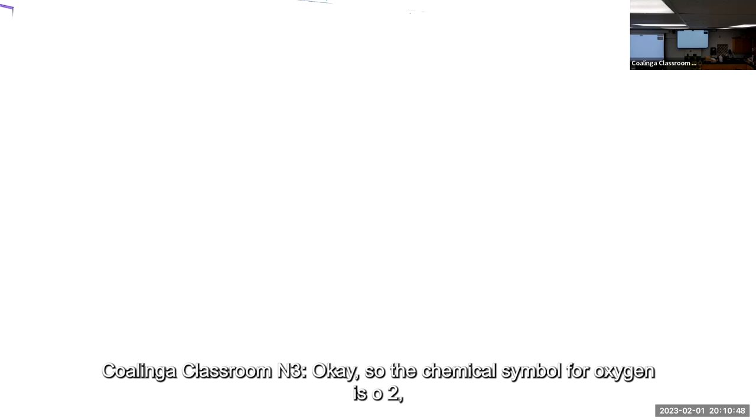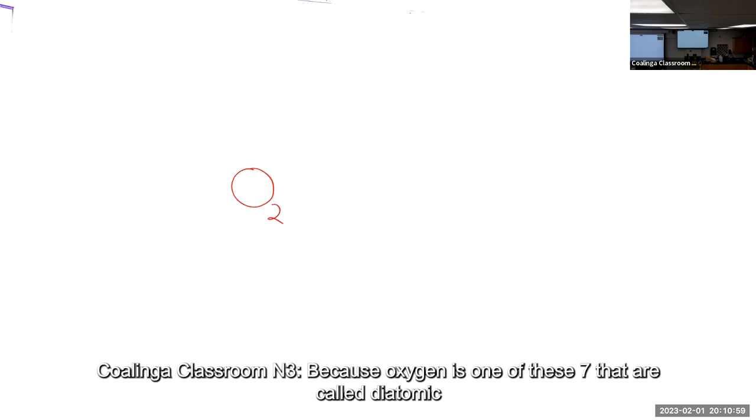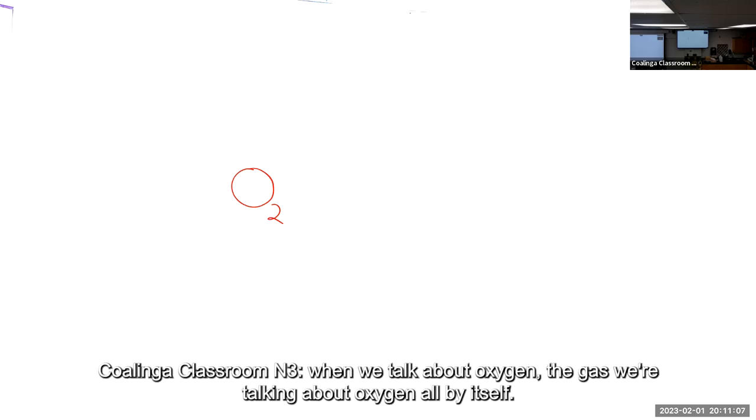I breathe in carbon? Are you sure? Okay, we breathe in oxygen. So the chemical symbol for oxygen is O2, because oxygen is one of these seven that are called diatomic atoms. So when we talk about oxygen, the gas, all by itself, it's always written as O2.